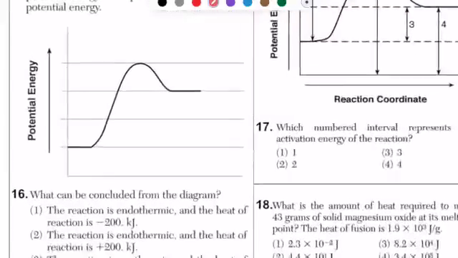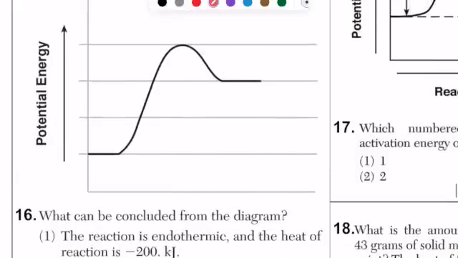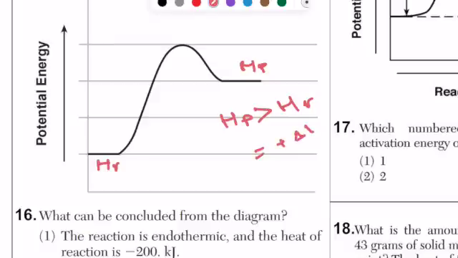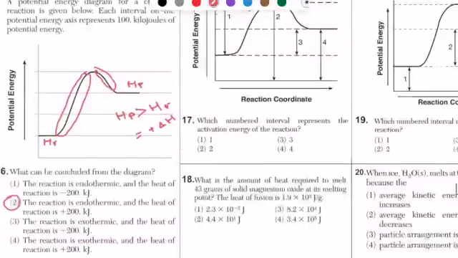So here we have the potential energy diagrams. What can be concluded from the diagram we see above? Is it exothermic or endothermic? We see that this is the heat of the reactants, and this is the heat of the products. The heat of the products is greater than the heat of the reactants. So when we do the subtraction, we should end up with a positive delta H. That means this is an endothermic reaction. We have absorbed a lot more heat and released a lot less. So this is endothermic with a positive delta H.